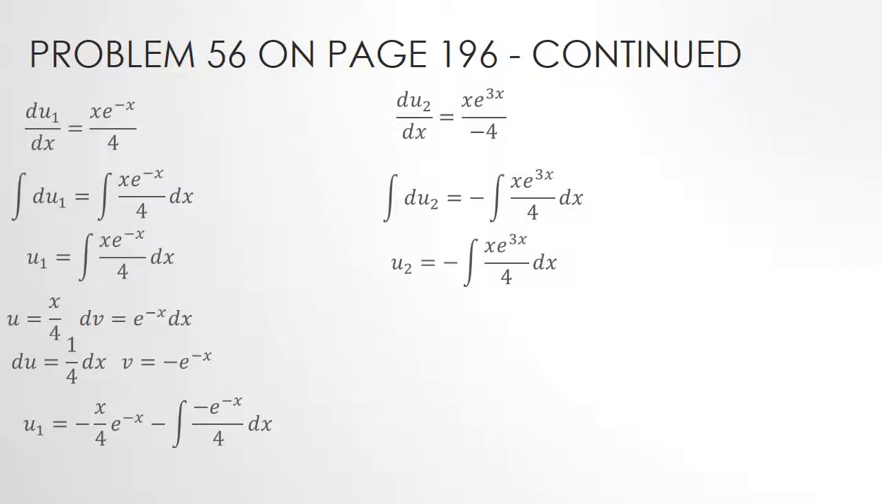And we put it into the formula of uv minus the integral of v du. And we get this integral. And so I can solve that quite easily, and it's this. So that's my u1. I can do the same for u2.